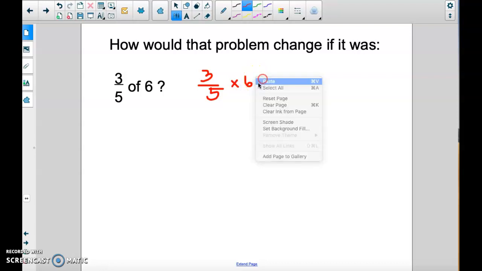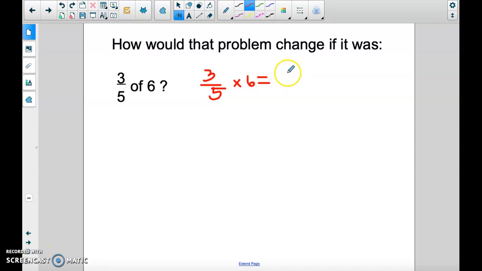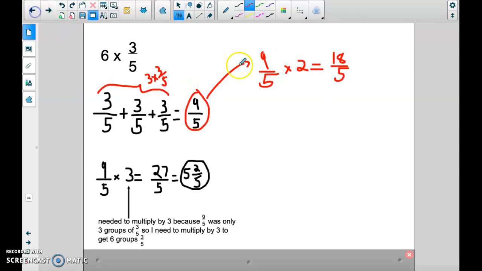And we've talked about how I can just switch these around, and this becomes 6 times 3/5, which is the same problem we just solved. So you're right, though. Although this 3/5 of 6 is going to get smaller than 6, if we think back to that answer, 18/5, that would be 3 3/5. So it is still smaller than 6 because we're still just taking 3/5 of the 6.